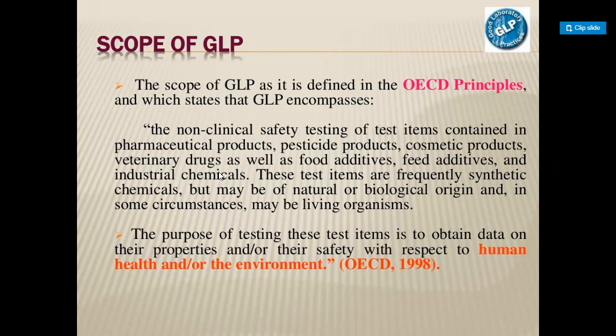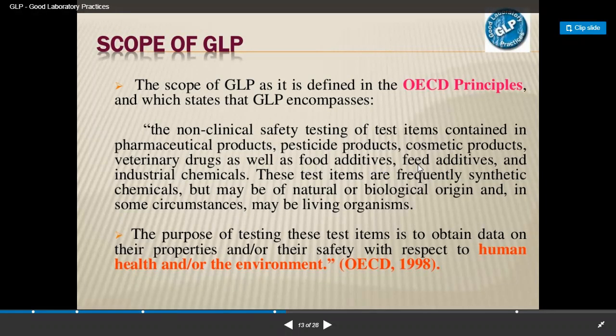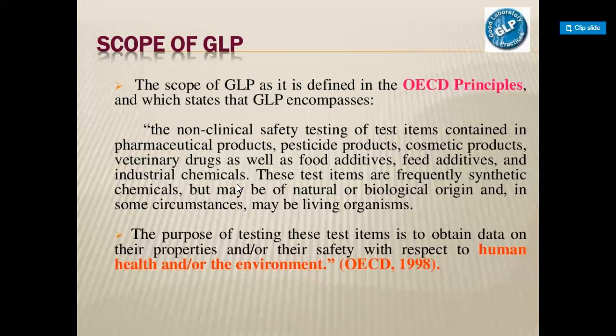So what can be done for safety testing of the test items? The pesticide products, not only pharmaceutical products, cosmetic products, veterinary drugs, as well as food additives and feed additives. Here two things are there: food additives and feed additives. Both are different, right? Feed is for feeding to the animals. Industrial chemicals, so many industrial chemicals are there, which also need non-clinical safety testing.